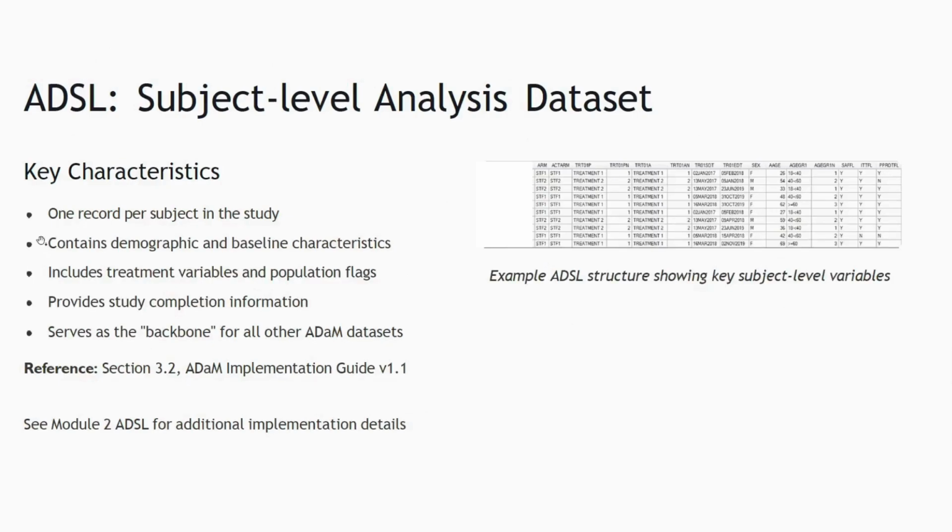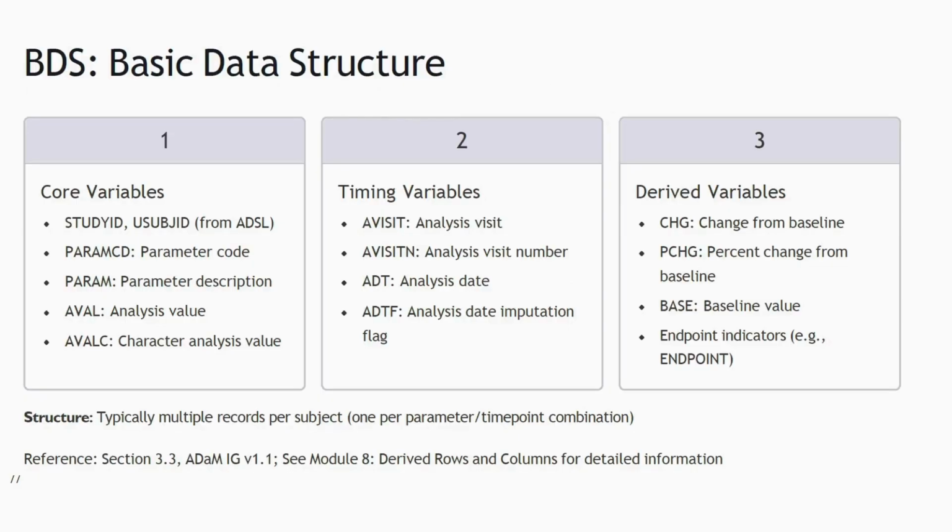The subject-level analysis dataset, ADSL, has one record per subject, contains demographic and baseline characteristics, and serves as the backbone for all other datasets. The basic data structure, BDS, has multiple records per subject. Next to ADSL, let's look at BDS, the basic data structure.